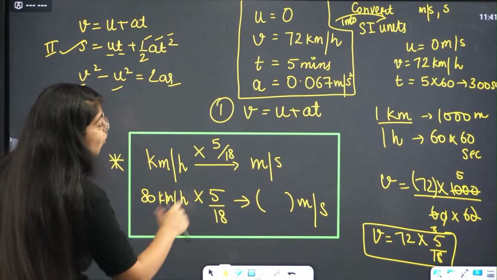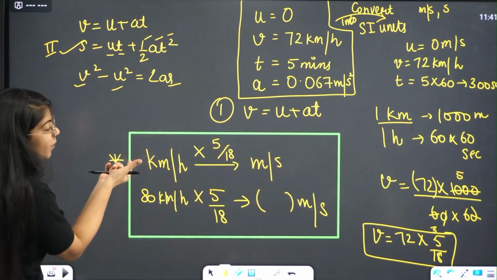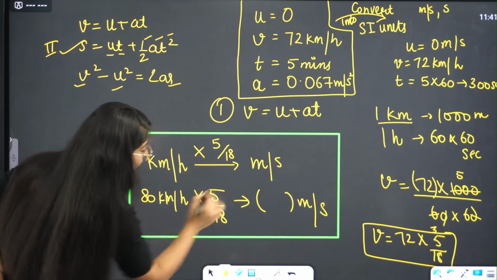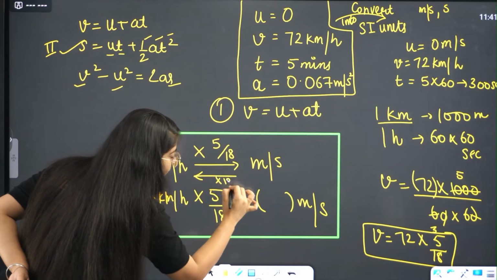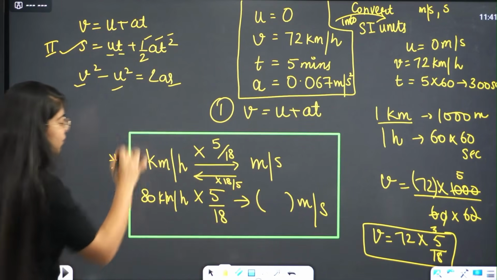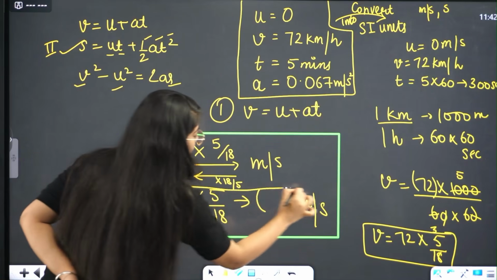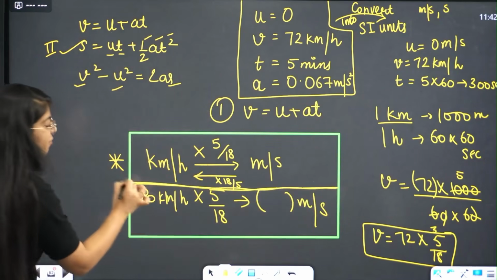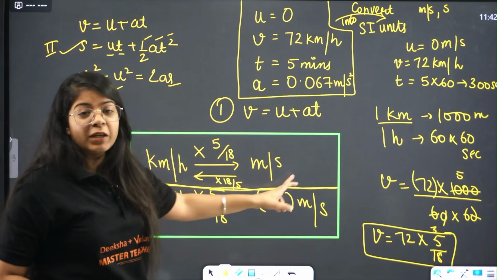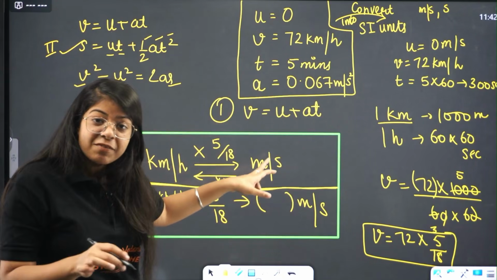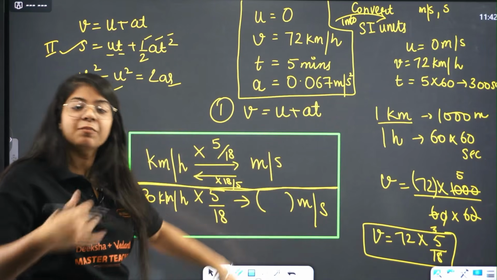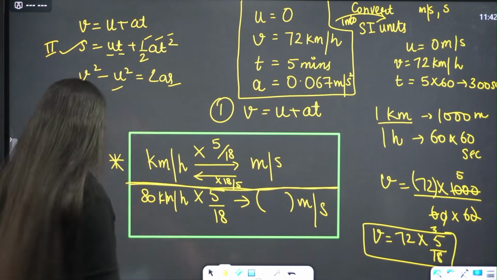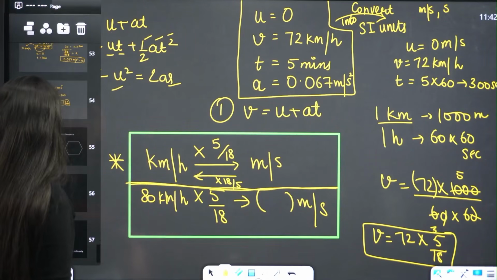Also, if you want to convert meter per second into kilometer per hour, if you want to go back, you'll have to multiply by 18 by 5. Just the opposite, the inverse of that. If you want from kilometer per hour to meter per second, multiply by 5 by 18. From meter per second to kilometer per hour, multiply by 18 by 5. Understood? Okay, let's see what else is next.